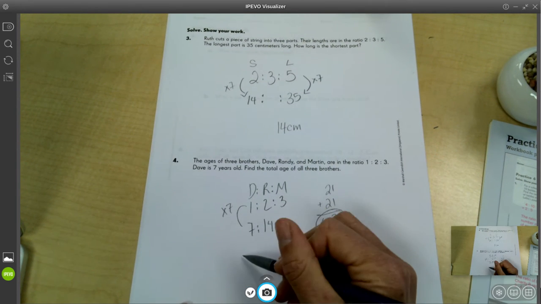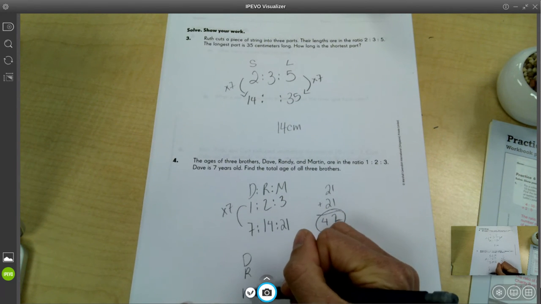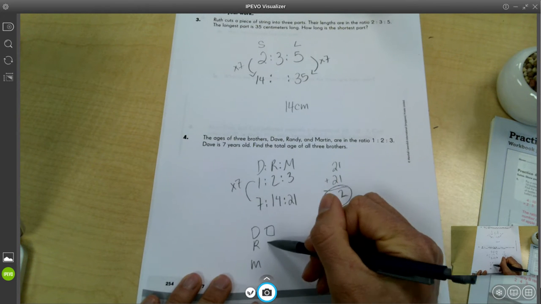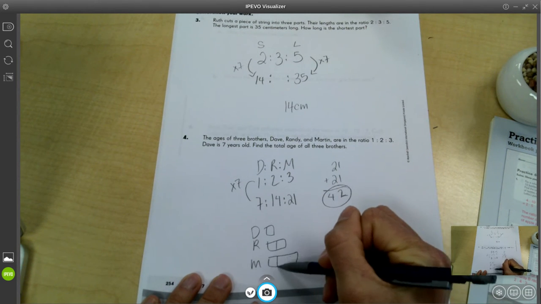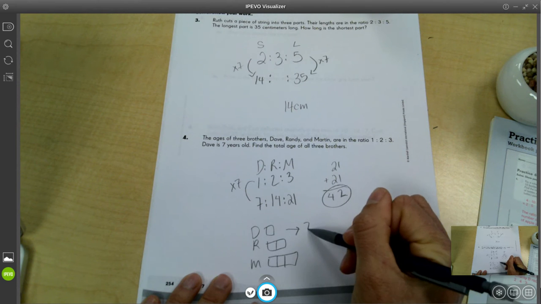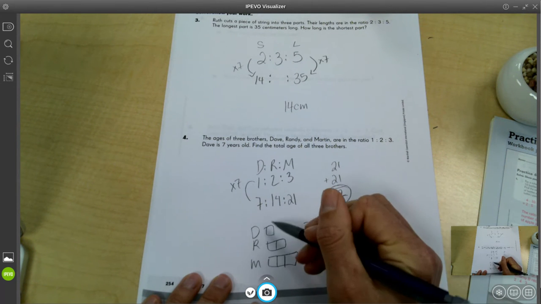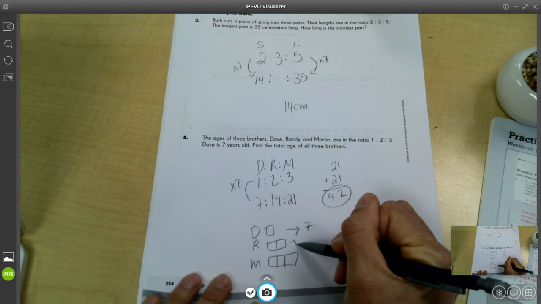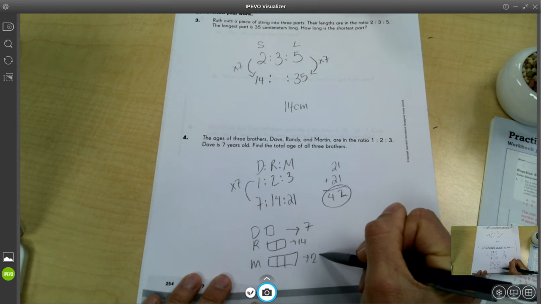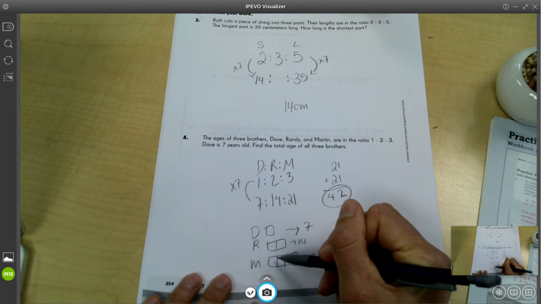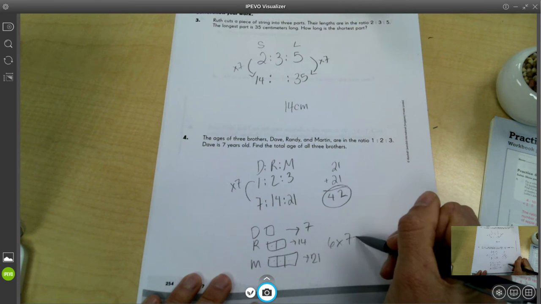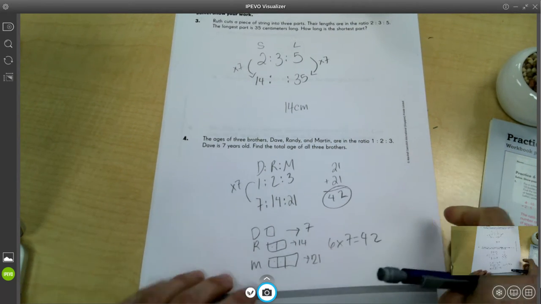All right, another way you could have done that was Dave to Randy to Martin, 1 box to 2 boxes to 3 boxes. The 1 box is 7. Then you know each of the boxes must be 7. So this has got to be double that, and this has got to be triple that. And add them: 1, 2, 3, 4, 5, 6. 6 times 7 is 42. Cool.